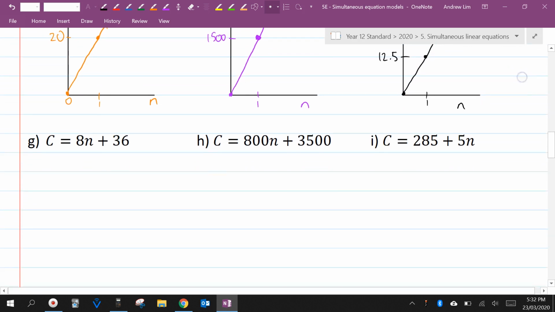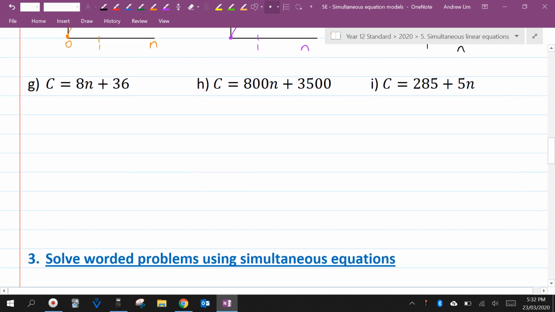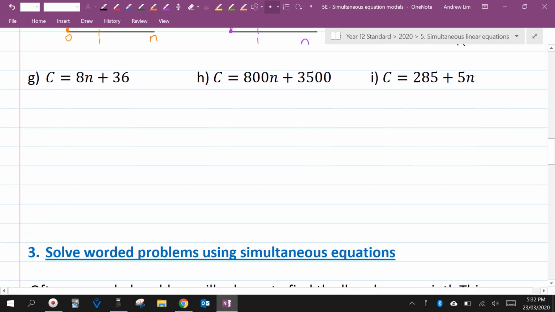Okay, let's have a look at G, H, and I. I'll go through G, and then you can pause the video, have a go with H and I yourselves. Okay, so again, N and C this time. C is the dependent variable, because the cost depends on the number of goods sold. So I'm just going to use 0 and 1 again. If N is equal to 0, this will become 0 plus 36 is 36. If N is equal to 1, then this will become 8 times 1, which is 8, plus 36 is 44.